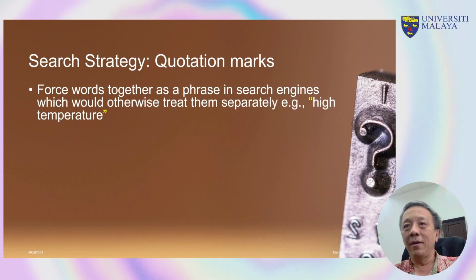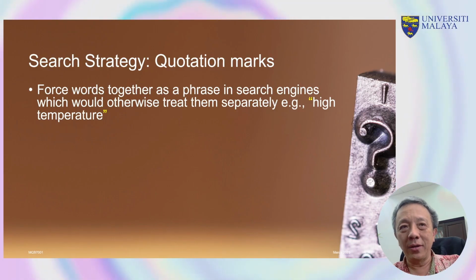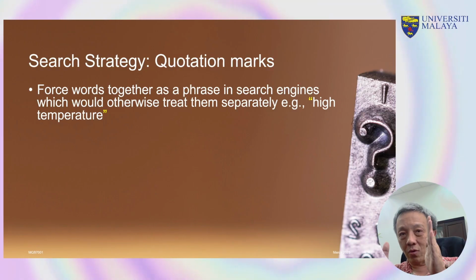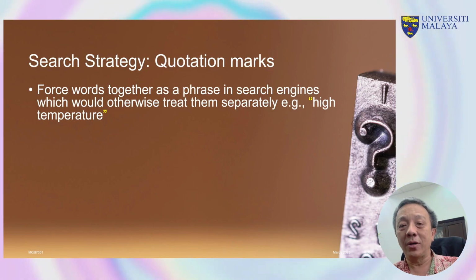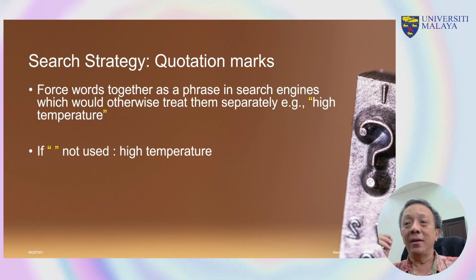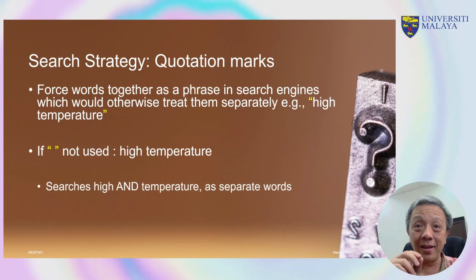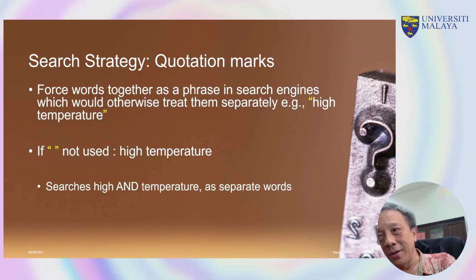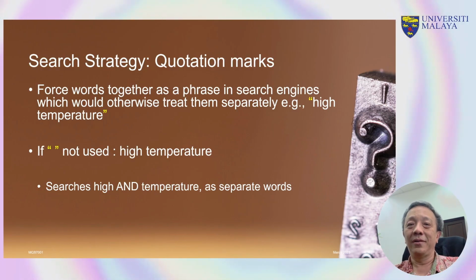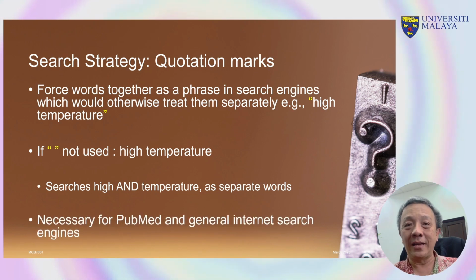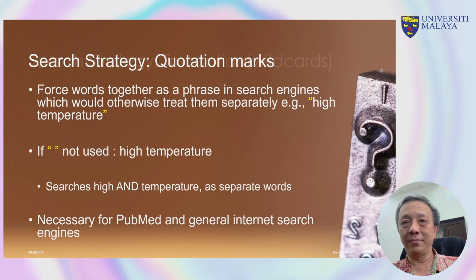Let us look at it. If it's high temperature and you don't use quotation marks to focus on "high temperature", then what will happen is it would search the word high and the word temperature as separate words. So they won't search for the phrase high temperature. It's necessary for PubMed and general internet search because that is how they perceive things.